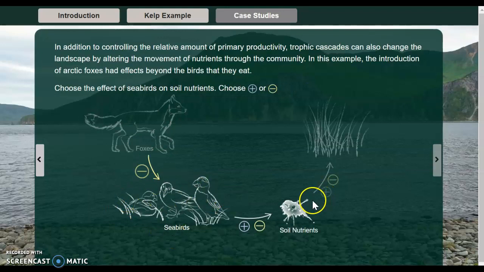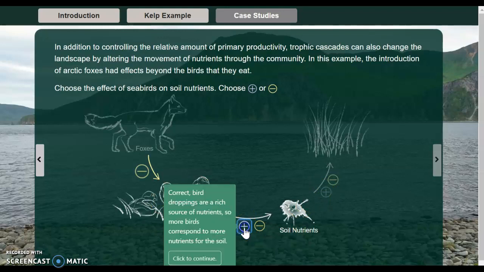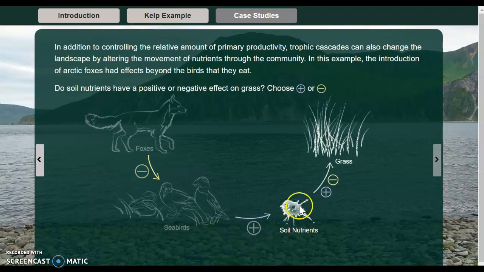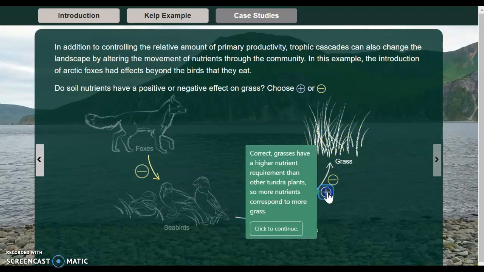So seabirds to soil nutrients. Seabirds' droppings are a rich source of nutrients, and more birds means more nutrients. So the birds have a positive effect on the soil, which in turn, these grasses would have higher nutrients than other tundra plants, so more nutrients means more grasses.